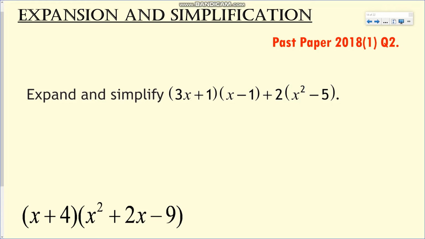Okay, Nat 5s. The next topic that we're going to look at is expansion and simplification. This is an algebra topic, and the example that we've got at the top of the board there is past paper 2018, paper 1, question 2. Again, another paper 1 topic. You're not supposed to use a calculator with this. You've got to just use your mental arithmetic.